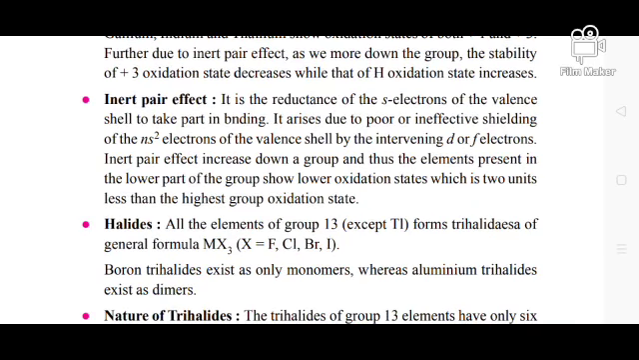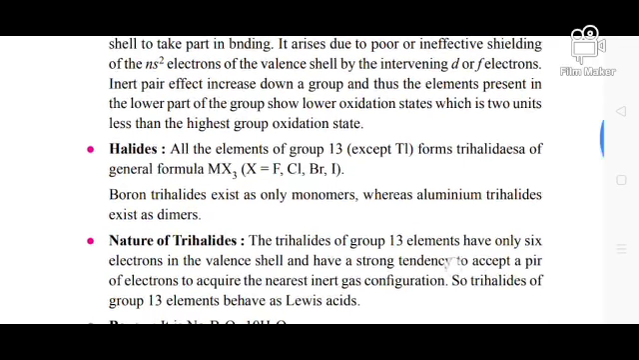As we go down a group, the inert pair effect goes on increasing, and thus the element present in the lower part of the group shows the lower oxidation state, which is 2 units less than the highest group oxidation state. Okay, so this is the inert pair effect.